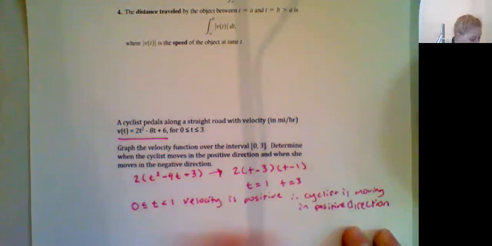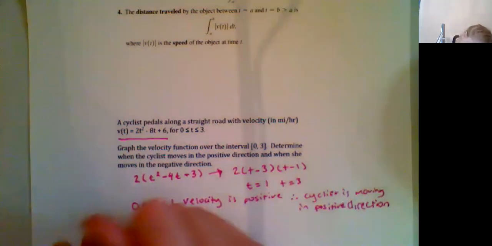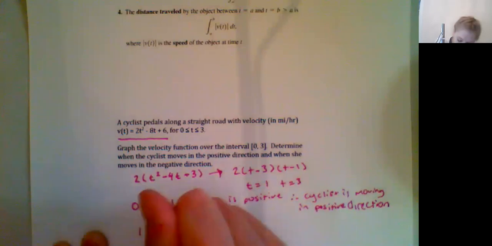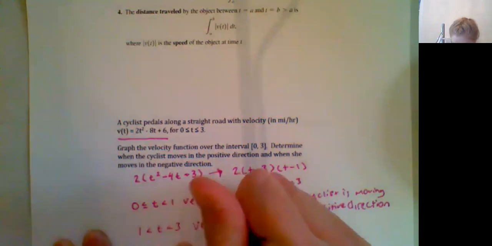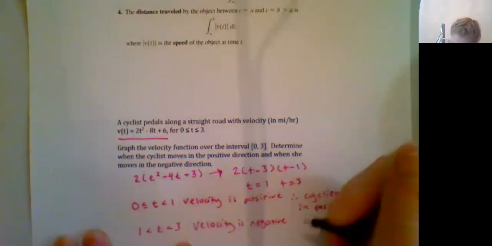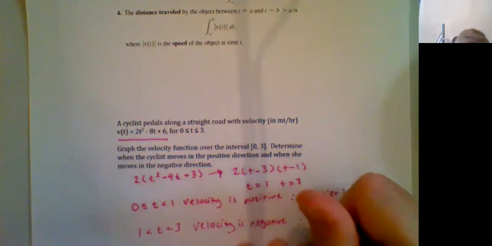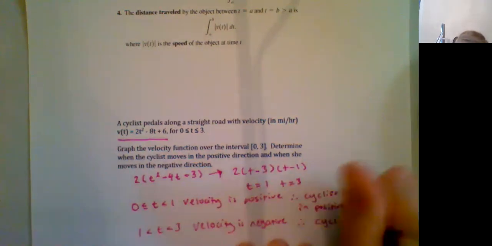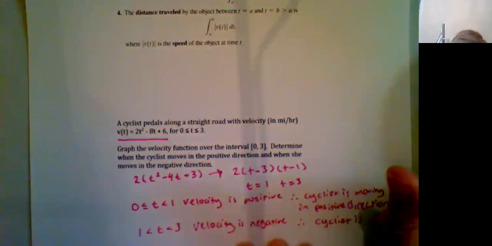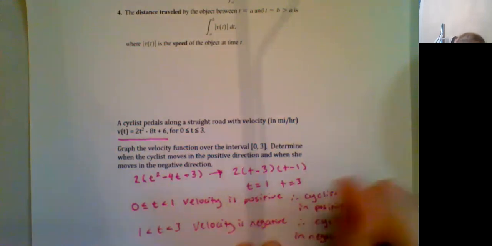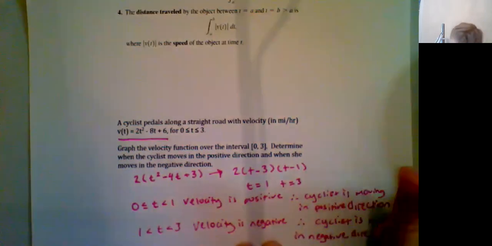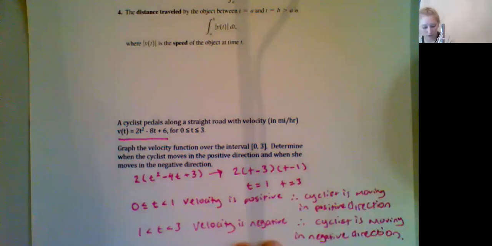Okay. And then from 1 to 3, the velocity was negative because it was below the x-axis. So therefore, the cyclist is moving in the negative direction.